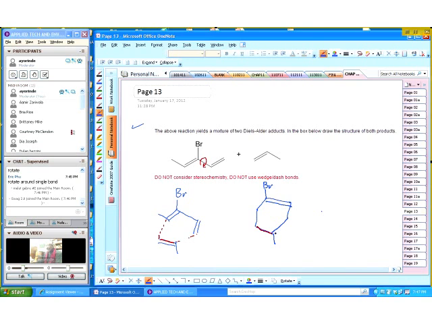Now what will be the other product? Anybody has an idea what the other product will be? Does anybody have an idea? Think about the orientation of this dienophile. What do you think we will need to do to get a second product here? Think about the orientation. Okay, the methyl on the other side. Excellent. So therefore, the other product will be, okay, so this is one product right here.